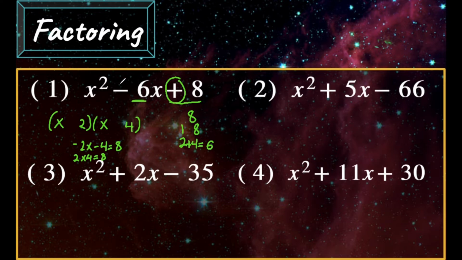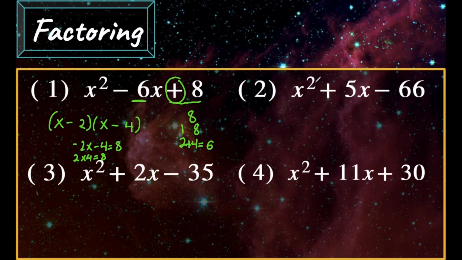Next, we need to look at the middle term, and the sign of the middle term is going to tell us what sign both of them need to be. So since it's negative 6, they're both going to be minus. So x minus 2, x minus 4.